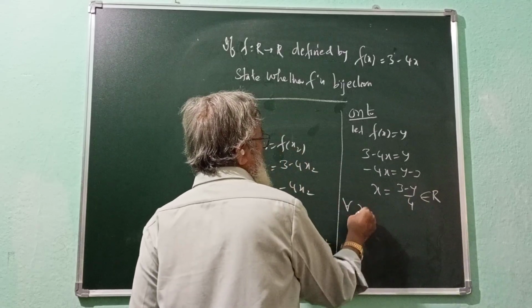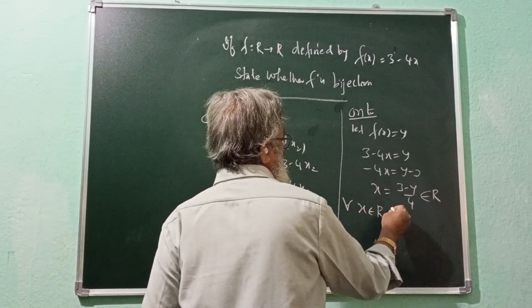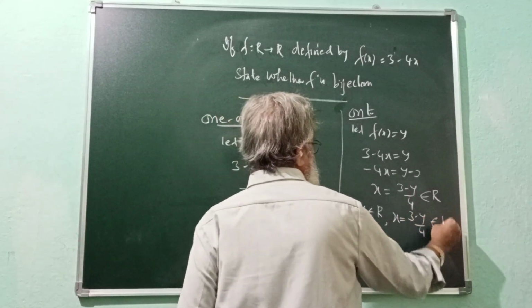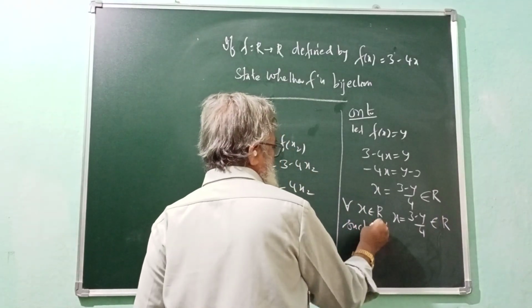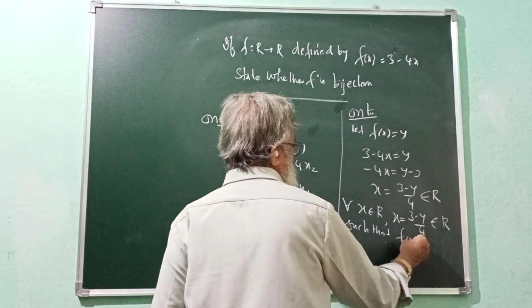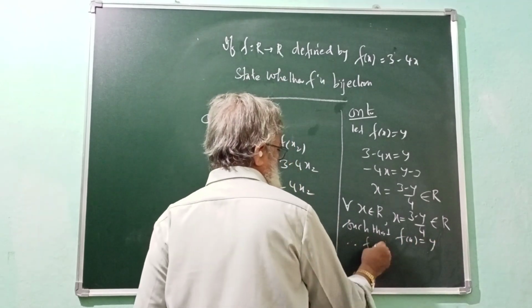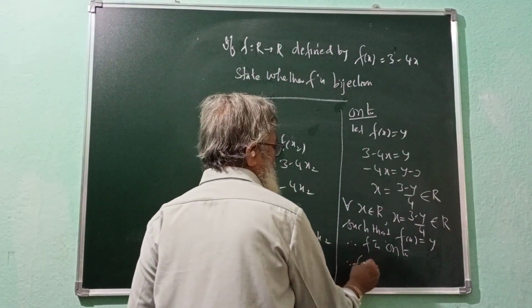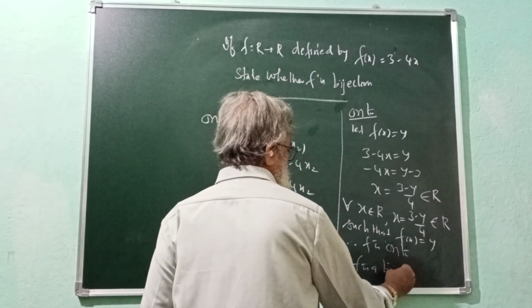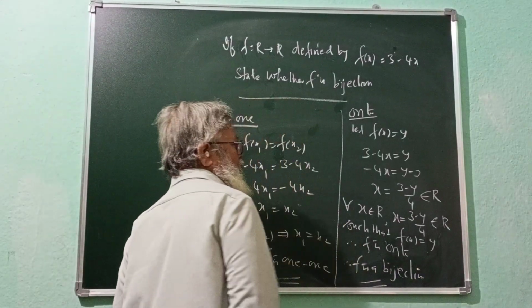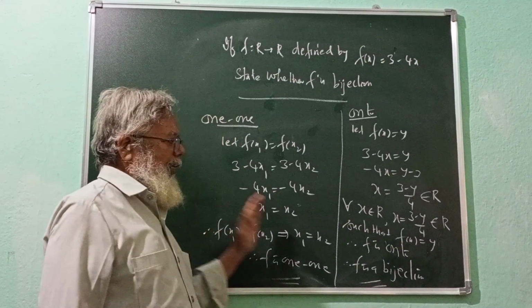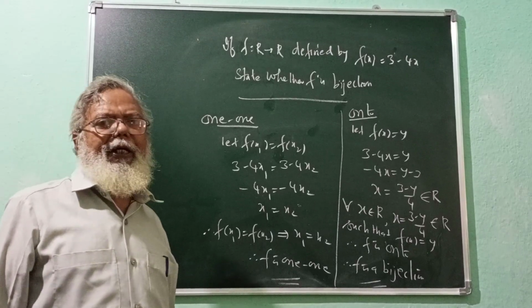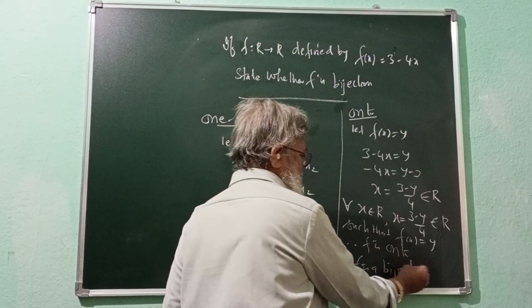That is, for every y belonging to R, we have x = (3 - y)/4 belonging to R such that f(x) = y. Therefore f is onto also. When f is one-one and onto, therefore f is a bijection. Because whenever a function is both one-one and onto, it must be a bijection. We prove it here.